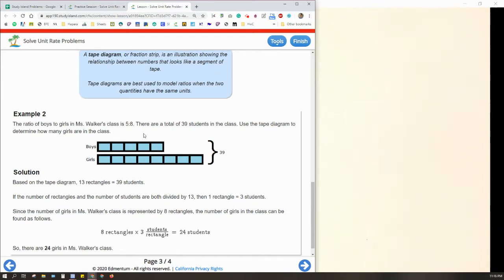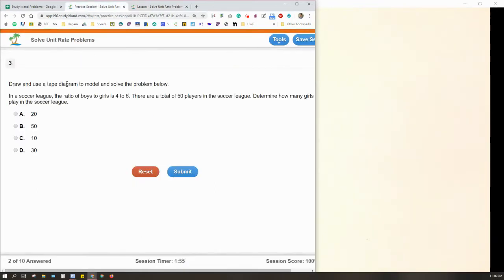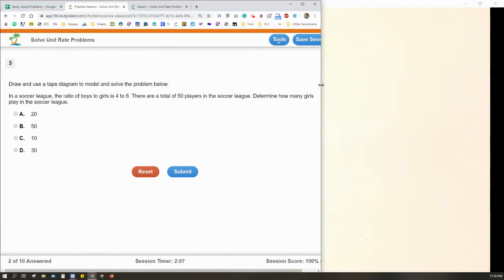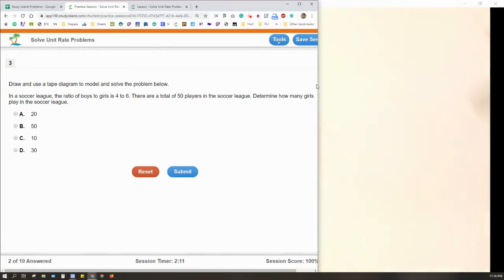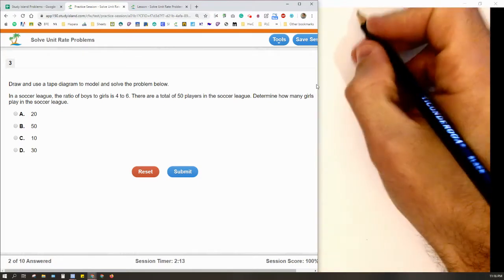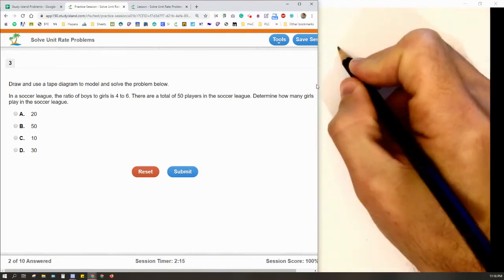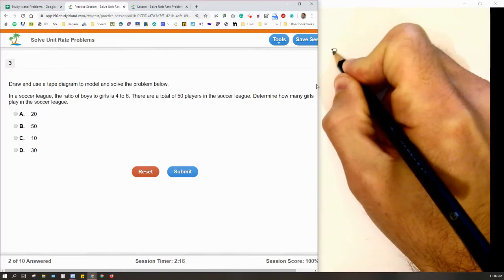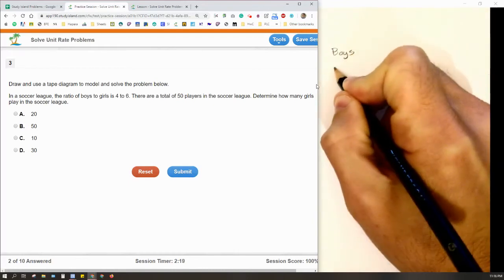So let's apply that type of problem to number 3. In a soccer league, the ratio of boys to girls is 4 to 6. There are a total of 50 players in the soccer league. Determine how many girls play in the league. Just like the last problem, we're going to have a section for boys and a section for girls, and then we will assign tape sections to each of them. So here we go, boys and girls.